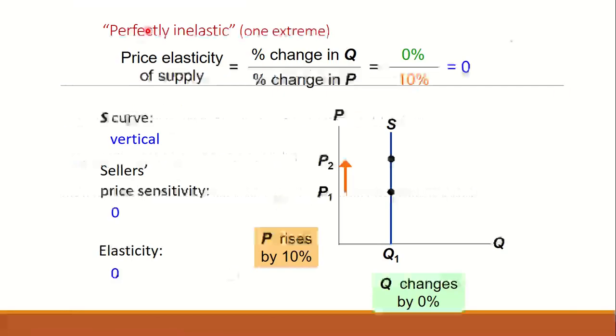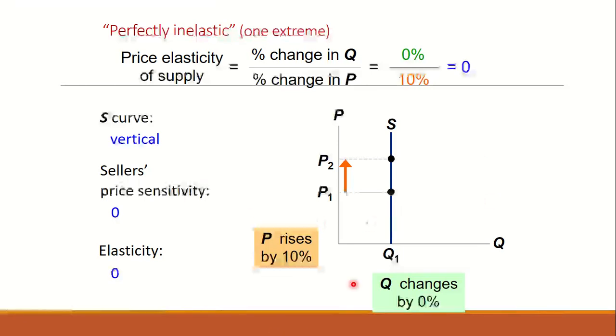So the first case is perfectly inelastic, one extreme. Here we have a price rise of 10%. That price increases from P1 to P2 by 10%, and quantity changes by 0%. That means that there is no change in quantity. The supply curve is vertical. Seller's price sensitivity is none and elasticity is 0. No movement is shown either way, so it's a perfectly inelastic supply.